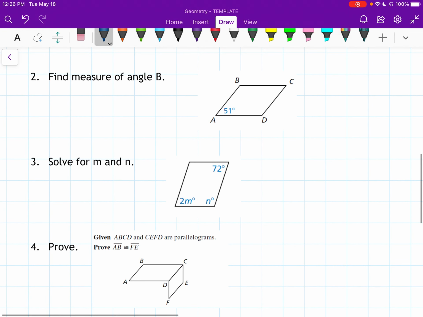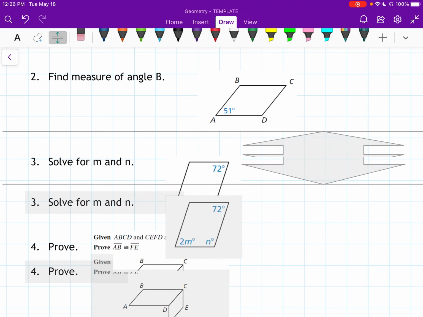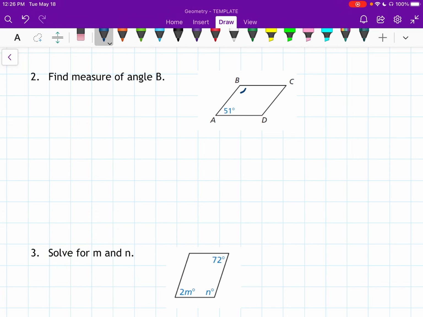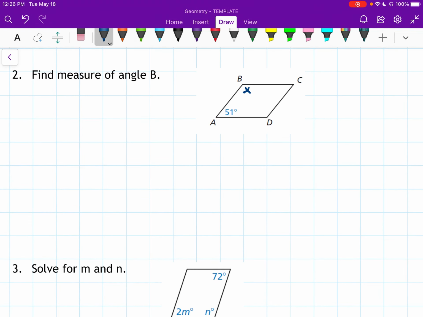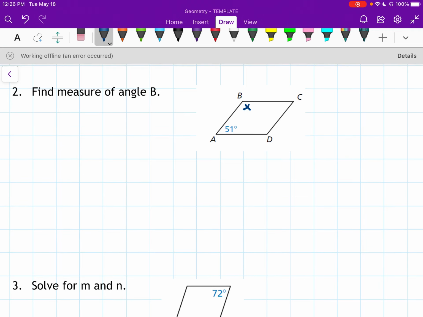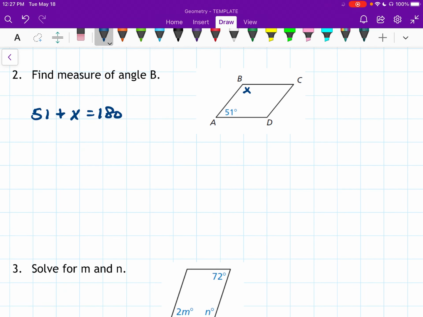Number 2, find the measure of angle B. Well, angle B is right here. Let's call it x. These are consecutive, right? They're next to each other. So I'm going to say that 51 plus x is 180. Now, whenever I subtract here, let me find a calculator. I'm going to type in 180 minus 51, and I get x equals 129. And we could put the degree symbol there if we wanted to.